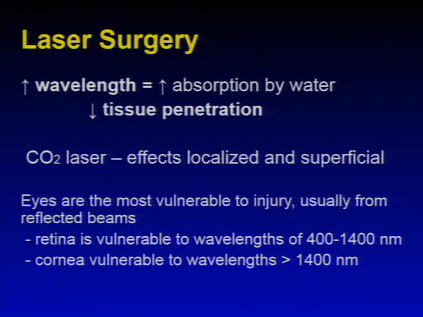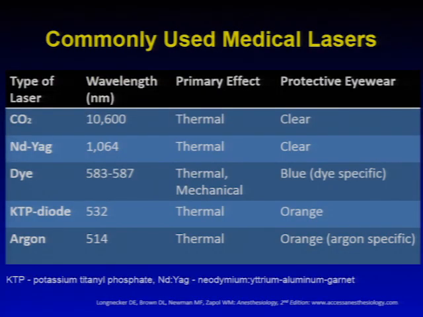Eyes tend to be the most vulnerable organ to injury, both for the patient and the operating room staff, especially at the lower wavelengths used. Retina is vulnerable to wavelengths between 400 and 1400 nanometers, whereas the cornea is usually vulnerable to wavelengths greater than 1400 nanometers. And here's a graph showing the commonly used medical lasers, again with the carbon dioxide, the highest wavelength and the most localized and superficial effect.